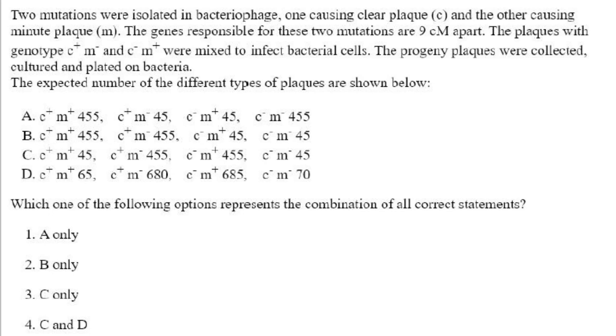Two mutations were isolated in bacteriophage, one causing clear plaques C and the other minute plaques M. The genes responsible for these two mutations are 9 centimorgan apart. The plaques with genotype C plus M minus and C minus M plus, these are the parentals, were mixed to infect bacterial cells. The progeny plaques were collected, cultured and plated on bacteria. The expected number of different types of plaques are shown below. Which of the following options represent the combination of all correct statements? So your answer is C and D, and I will tell you how it is.